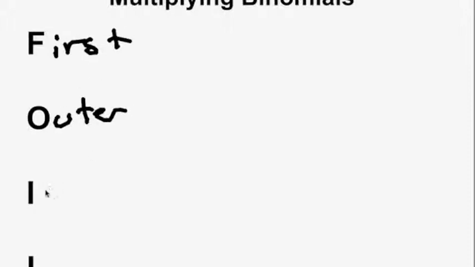When you're multiplying binomials, you want to remember the acronym FOIL. And FOIL stands for first, outer, inner, last. And those 4 words refer to the order in which you multiply terms in binomials.